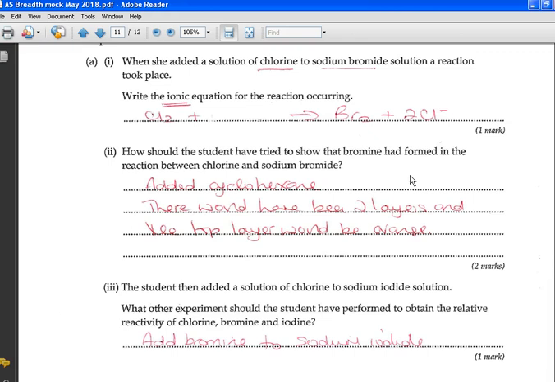How should the student have tried to show that bromine had formed in the reaction between chlorine and sodium bromide? Obviously this is in water. You would generally add chlorine water, you wouldn't add chlorine gas. If you add cyclohexane to this, and I did discuss this with some of you when we did this practical, the bromine will dissolve in cyclohexane much more easily than it dissolves in water. So when you shake it with cyclohexane, you would find an orange layer above the water layer.